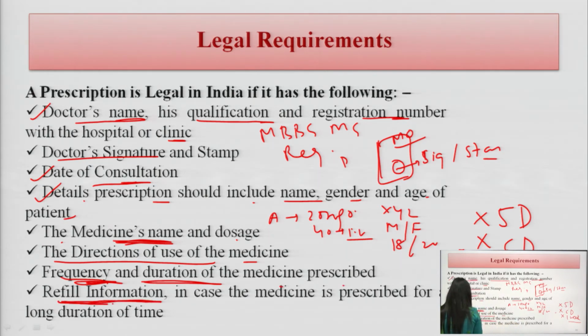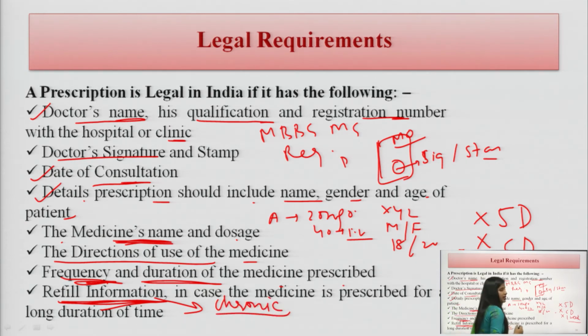Refill information means how many times a patient can order the drug. Especially this is required where the patient is suffering from a chronic disease, or is taking medication for 3 months, 4 months, 6 months or 1 year. At that time there is a requirement of refill.